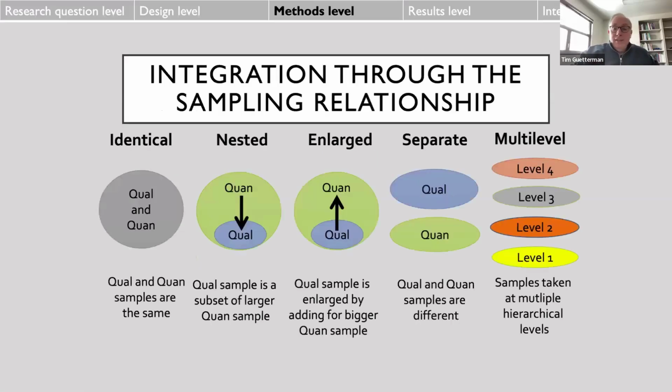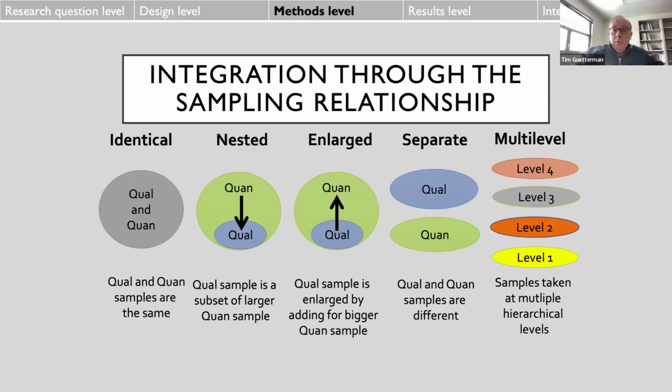So the other aspect of this is the relationship between the qualitative and quantitative sample. And there are other possibilities as well, but I just want to talk through 5 different possibilities of these relationships in a mixed method study. So for one, you could have identical qualitative and quantitative samples. So the idea is that you might sample individuals, and we're going to survey all of them, and we're going to do interviews with all of them.